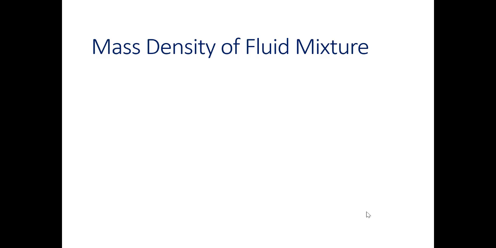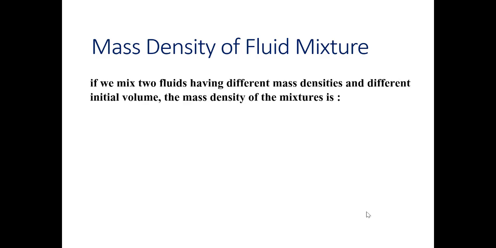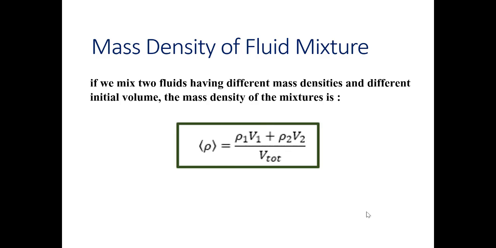What we have next? Okay, fluid mixture. When you mix more than one fluid, for example when you mix cooking oil and oil for a machine, the mass density of the mixture of those oils is rho equals rho 1 volume 1 plus rho 2 volume 2, divided by volume total. Okay, that's the new density.